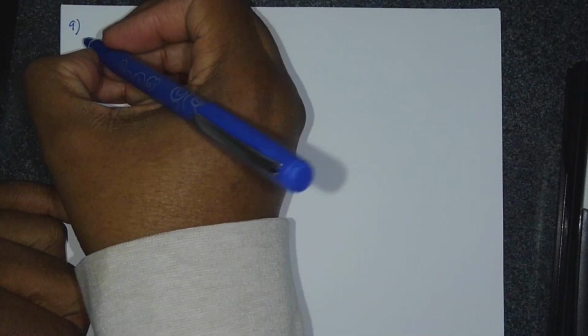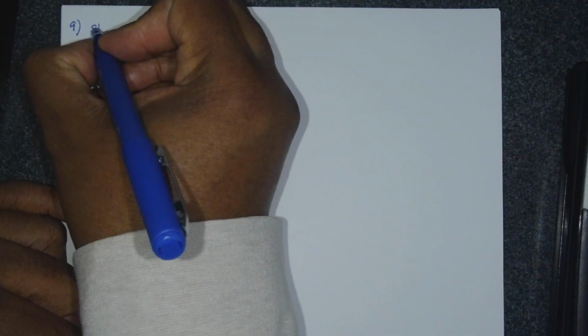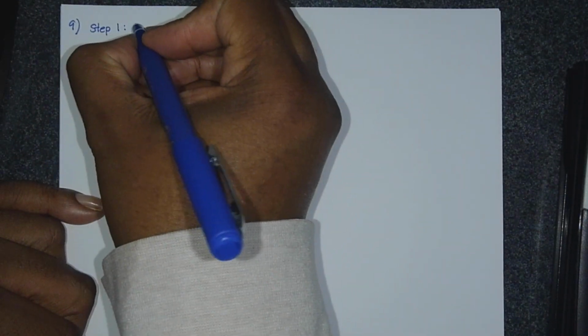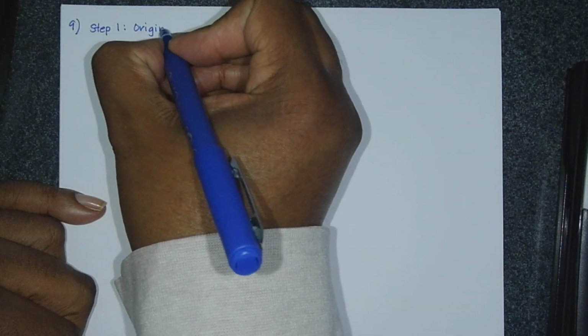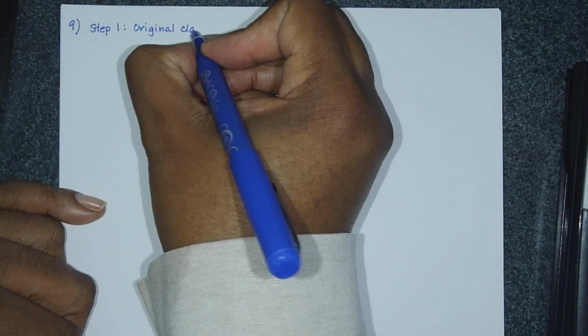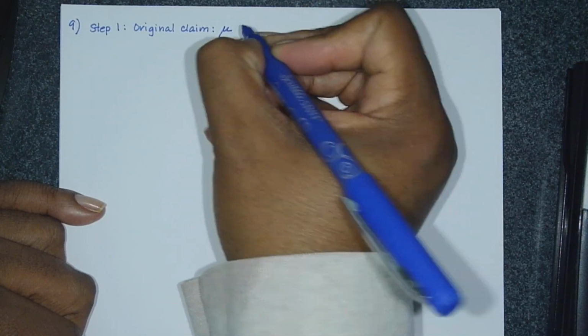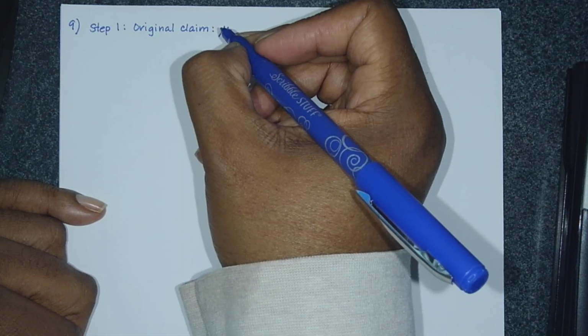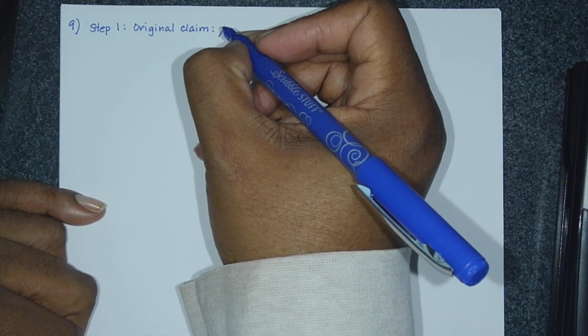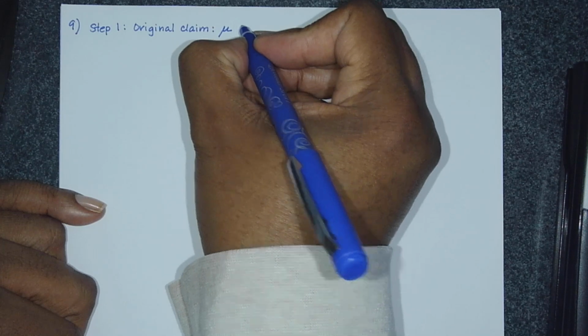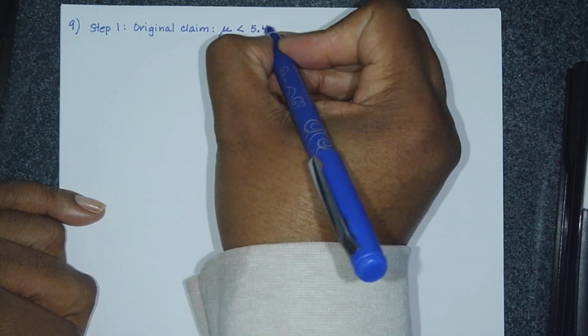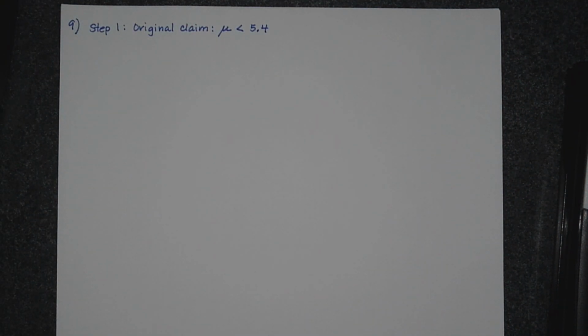So in this case, again, we use that 8-step hypothesis testing procedure. We start with the original claim. Now we're dealing with a population mean, so we know we got to use the Greek letter mu. And it says here, it's from a population with a mean less than 5.4, so it'd be mu less than 5.4. That's how we write that in symbolic form.